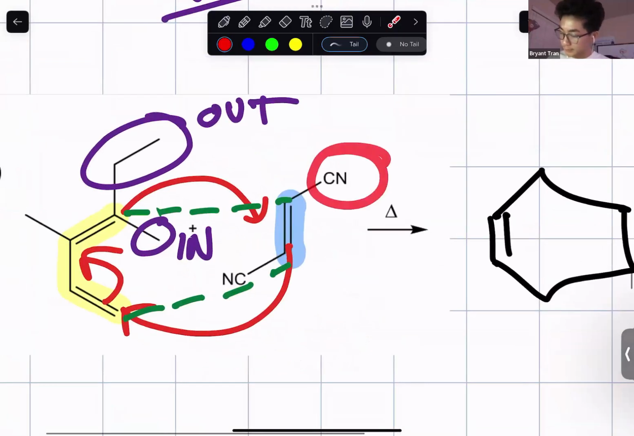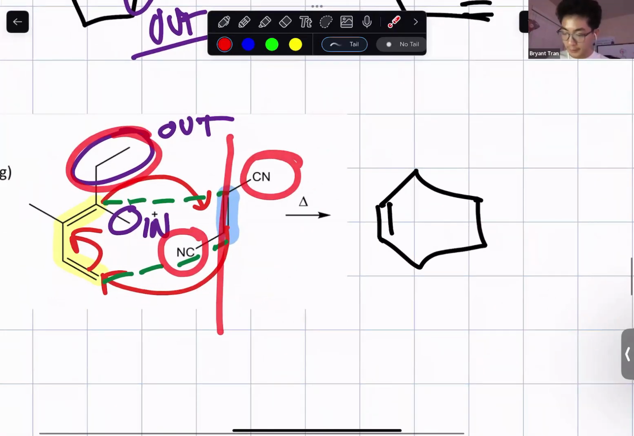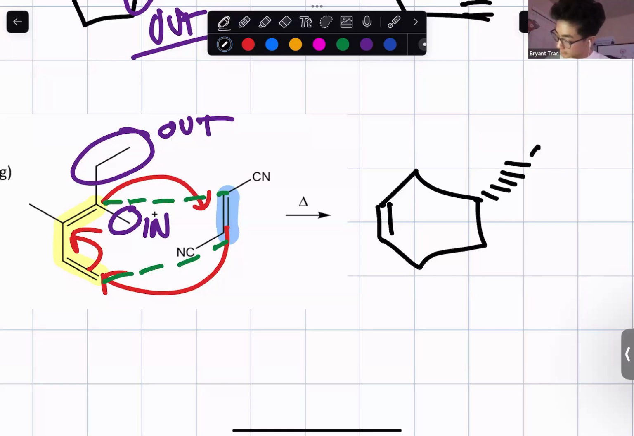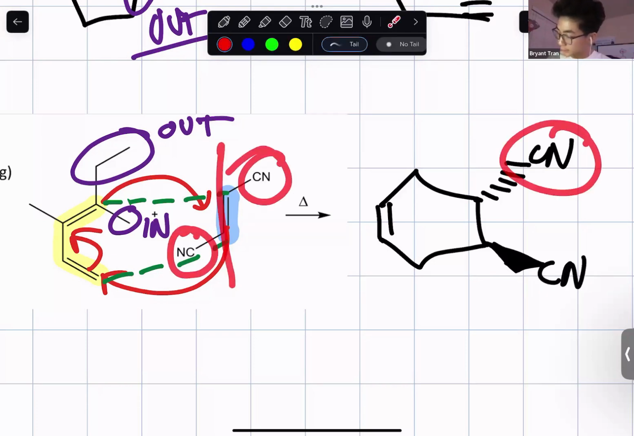But we have two EWGs right here, and they're trans to each other. So how do we choose which EWG to make this out group trans to? It's going to be both, right? So let's focus on this top one to follow the endo rule. So let's say that that EWG is a dash that forces the other EWG to become a trans, right? Because these two CNs here are trans to each other, and we have to maintain that trans configuration.